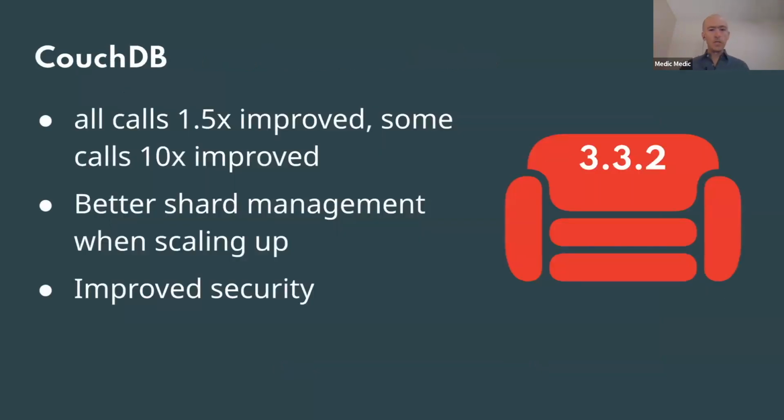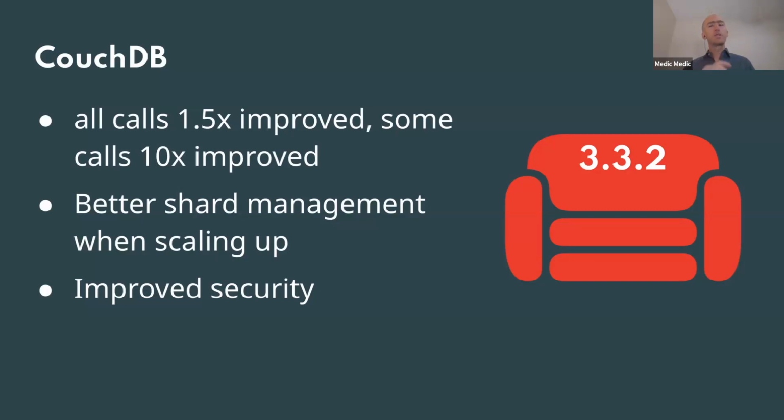We've also made a big jump, speaking of performance upgrades, from Couch 2 to Couch 3.3.2. And this is pretty awesome and something that was able to be done more or less transparently because of the multiple containers that we're running that hide away a lot of the complexity of needing to do these upgrades. So some of the improvements are you should generally see a 1.5x improvement for all calls. And in some specific cases, you'll see a 10x improvement.